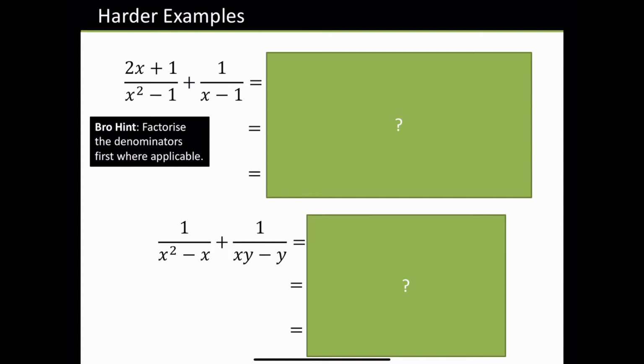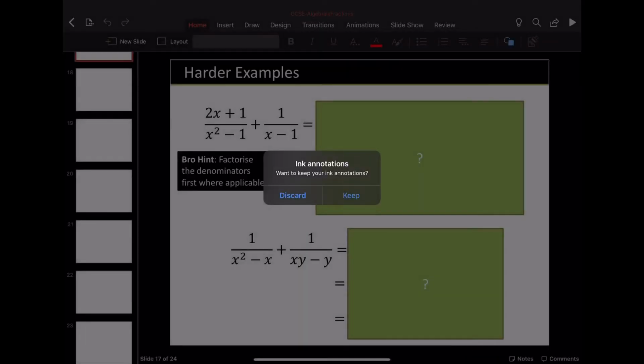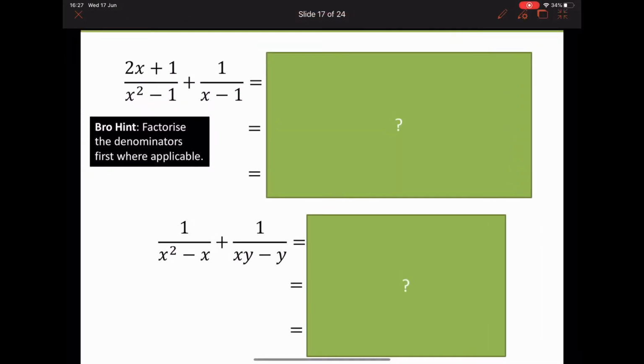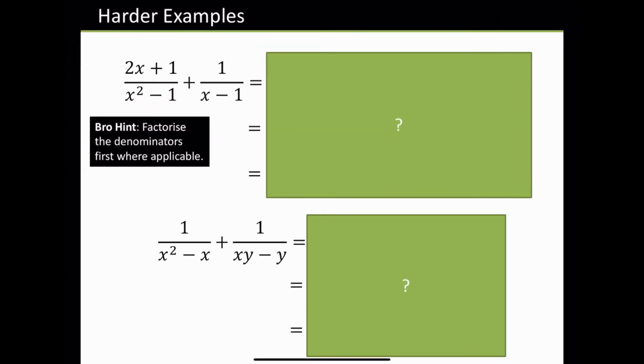Now for this question, if you're thinking I'm going to simply multiply across, I would get 2x plus 1 over x minus 1 times x squared take 1, plus 1 over x squared take 1 times x minus 1. Mathematically, this is correct, but it will take you quite a long time to solve this question. Also, you're going to end up having cubic equations. So, in order to treat this question, you're supposed to factorize the denominator. And so how could I factorize this?